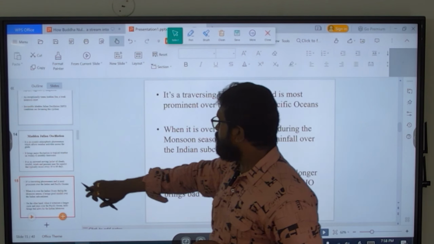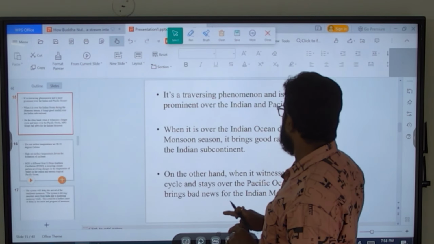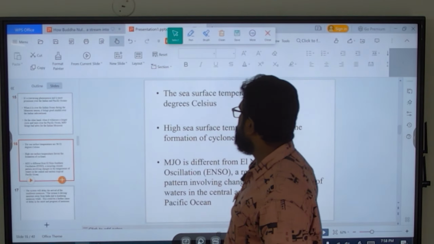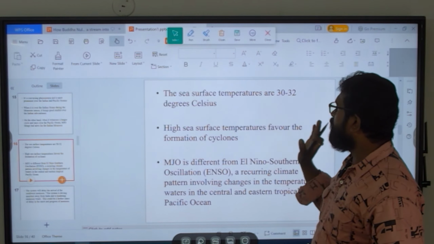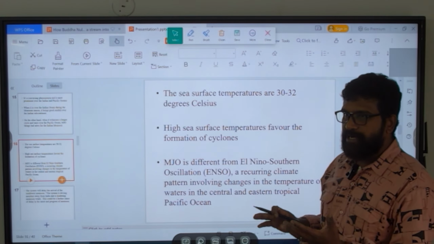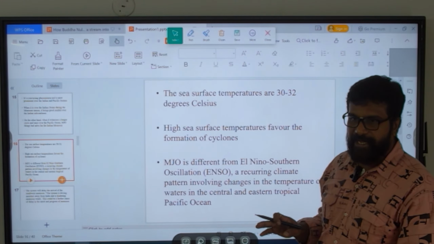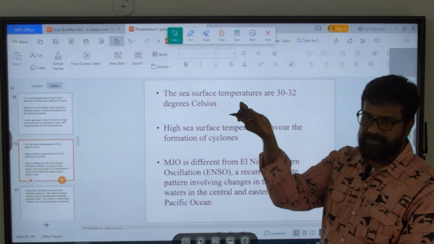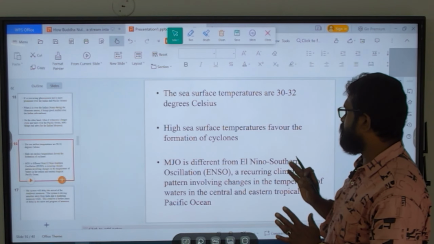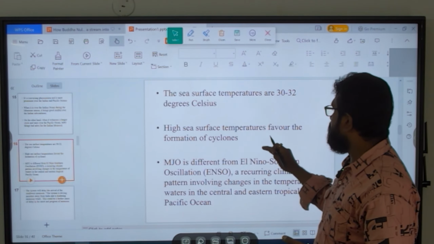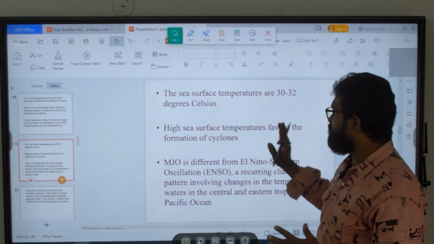So the next one, if you see this, I told you I finished it. Okay, you see this. The sea surface temperatures are 30 to 32 degrees Celsius. Yes, when the sea temperature is very high, the air mass rises up. So that's why you have 30 to 32 degrees Celsius, and high sea surface temperature favors the formation of a cyclone. Yes, obviously we have cyclonic formation.